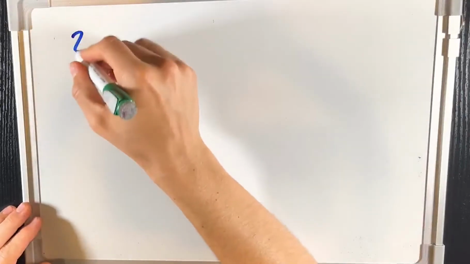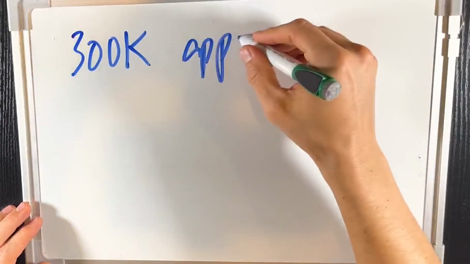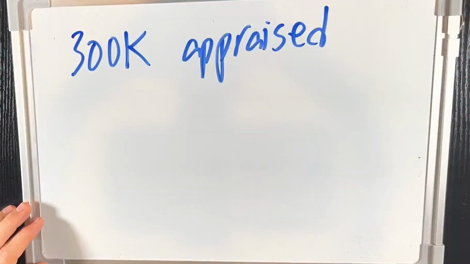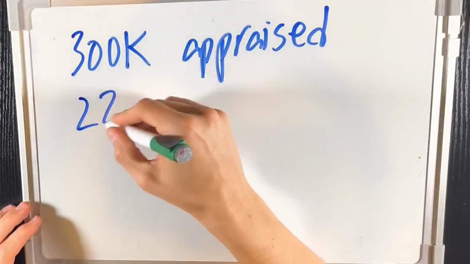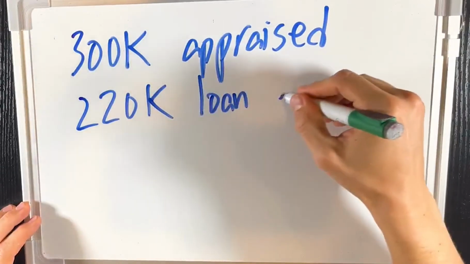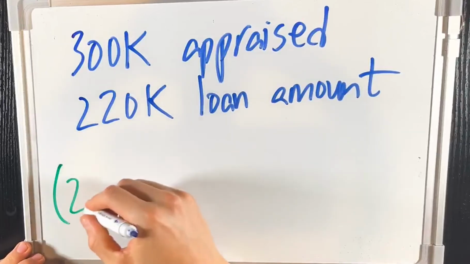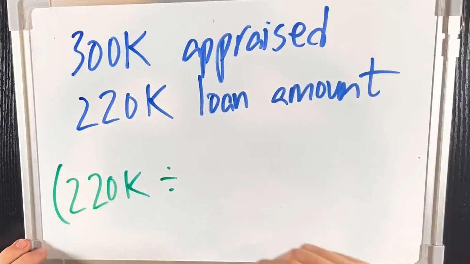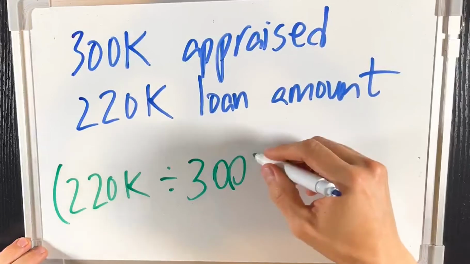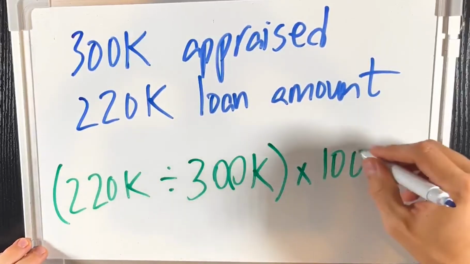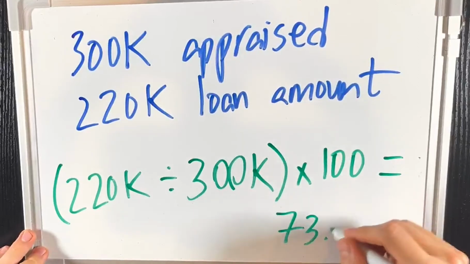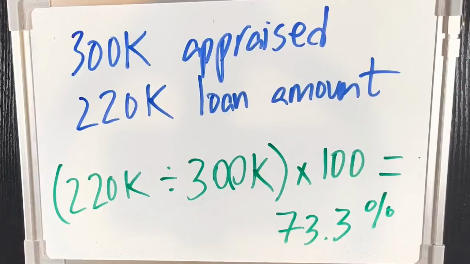All right, y'all. So let's get into an example here. If you're buying a house and the house appraised for 300K, and let's say your loan amount is 220K, your LTV ratio is 220K divided by the 300K appraised value. And of course, times 100 would equal, we'll just call it roughly 73%. All right, so that is your LTV. That is your loan to value.